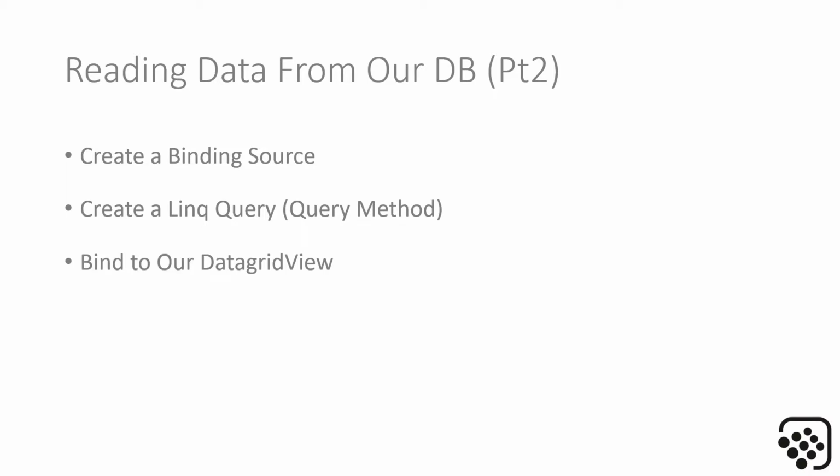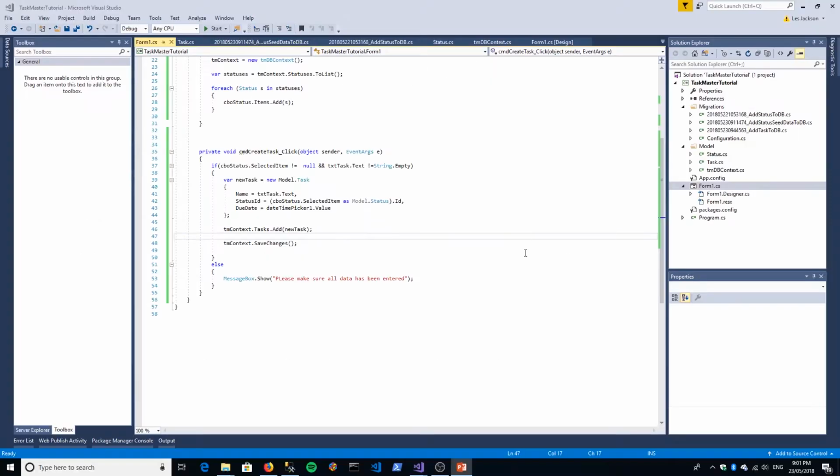And then we're going to bind our data source, which is effectively our LINQ query. Our LINQ query is our data source. We're going to ultimately bind that to our data grid via the binding source. Sounds a bit convoluted, and then we're going to refresh our data grid. So let's jump straight into that. It will become a bit clearer in the code.